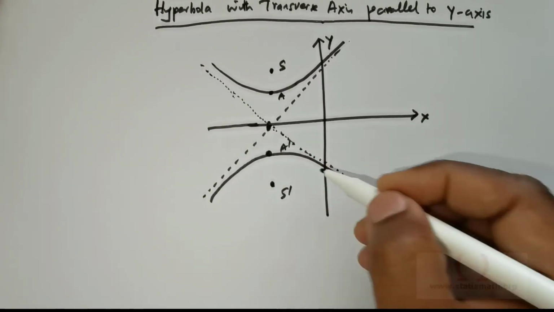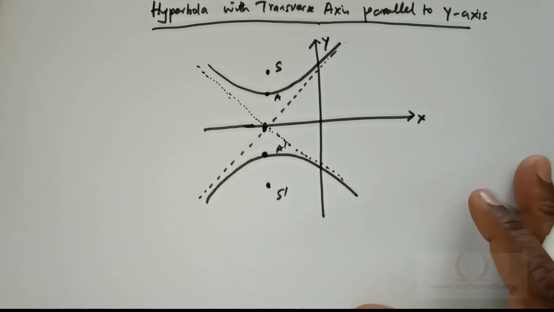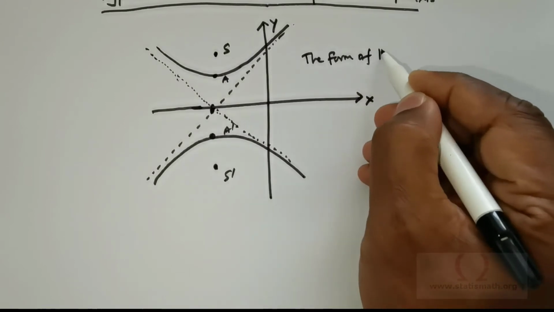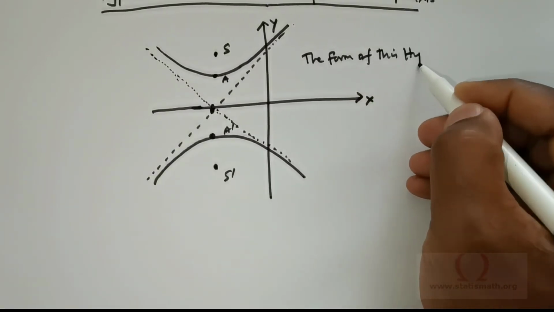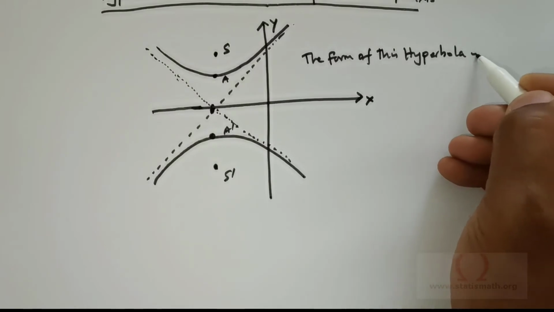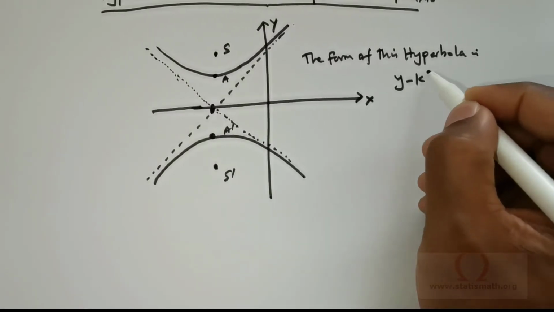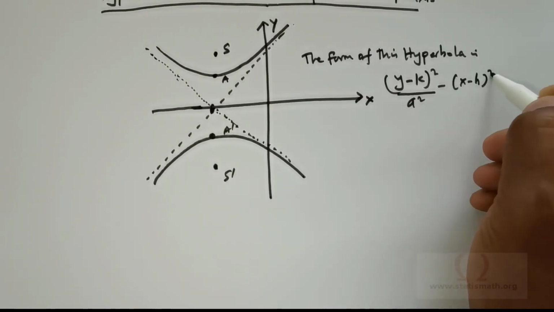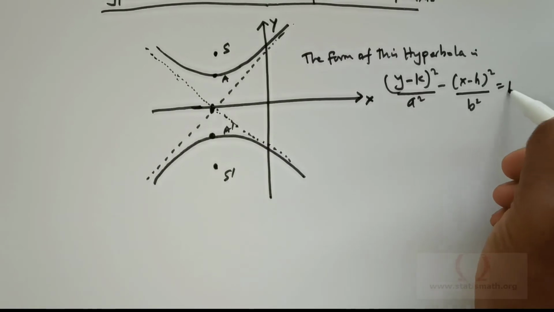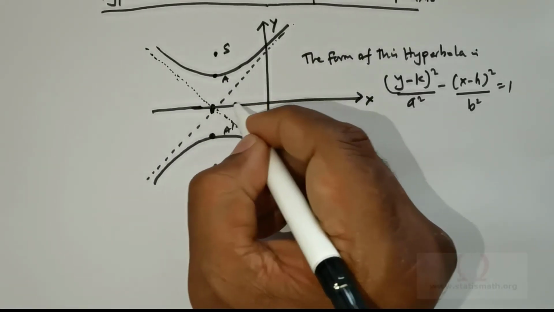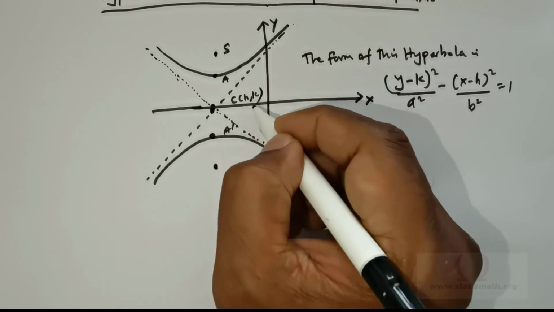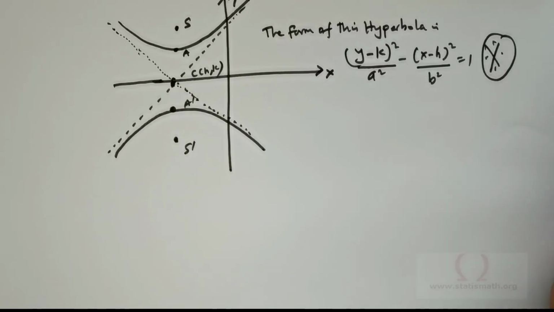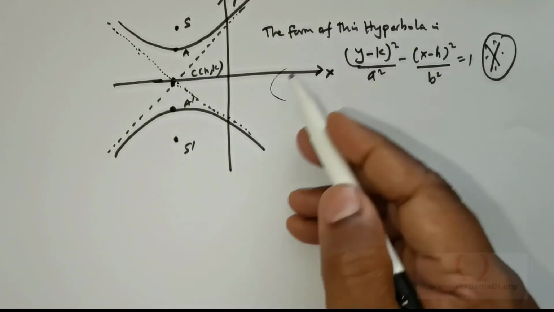So the form of the hyperbola is critical. The form of this hyperbola is (y - k)^2 / a^2 - (x - h)^2 / b^2 = 1. The center which we are talking about is C(h, k). This is a very important concept, the form of the hyperbola in this case.